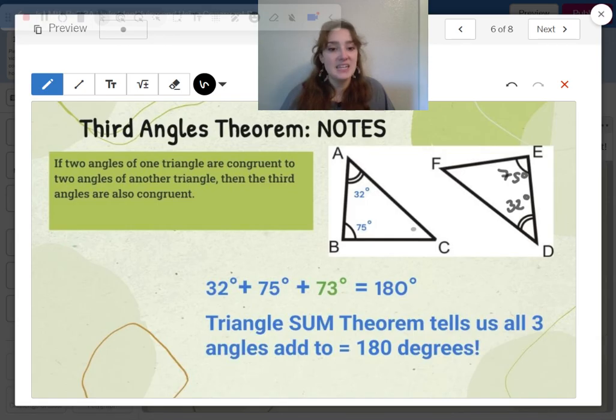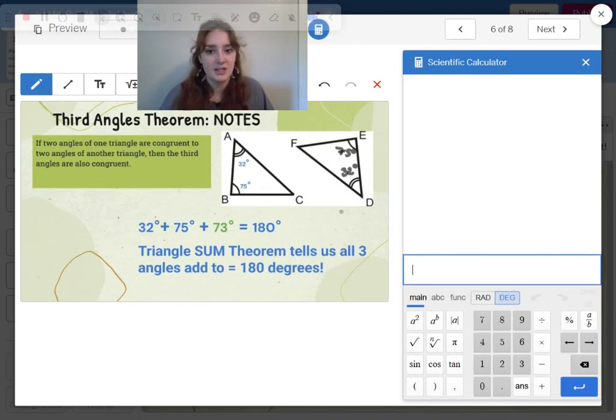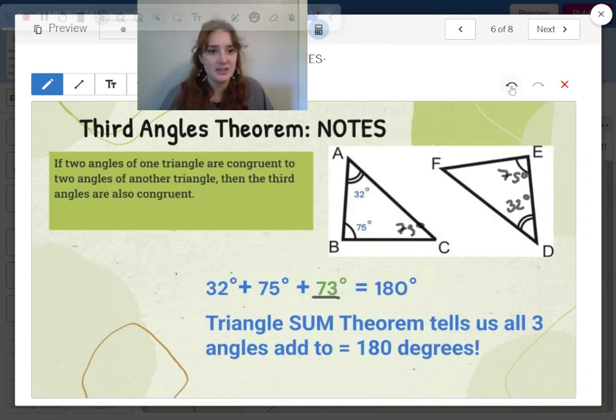When we're finding the missing angle, you could check in the calculator: 32 plus 75 is 107. 180 minus 107 is going to be 73. So that's going to be the missing angle here, 73. That looks horrible, that's a 3. 73. This one, you can plug in the calculator again, but it's going to be the same, 73.